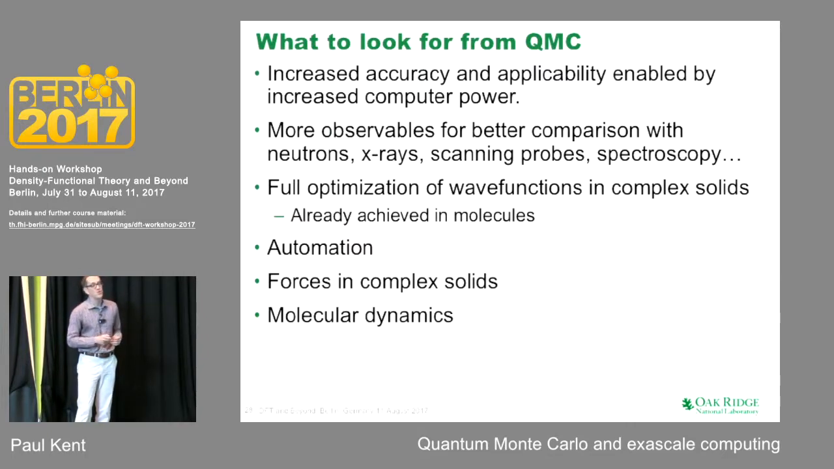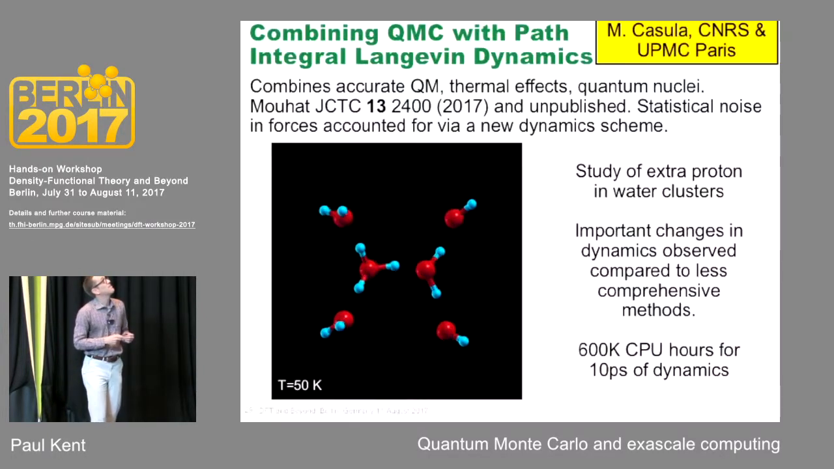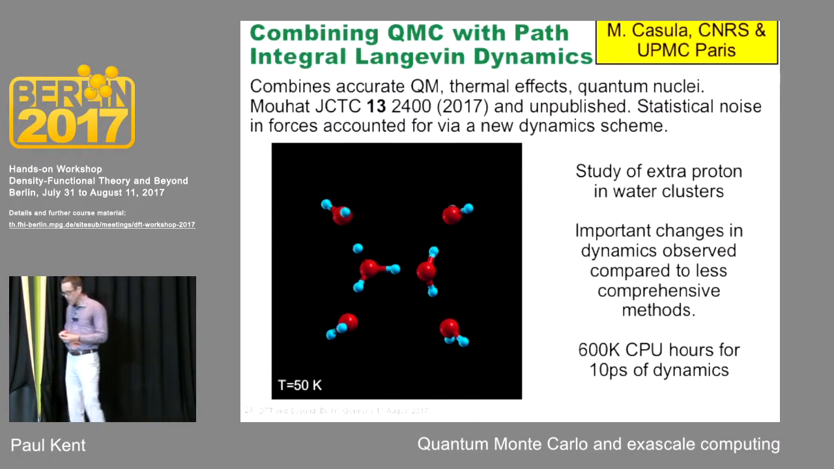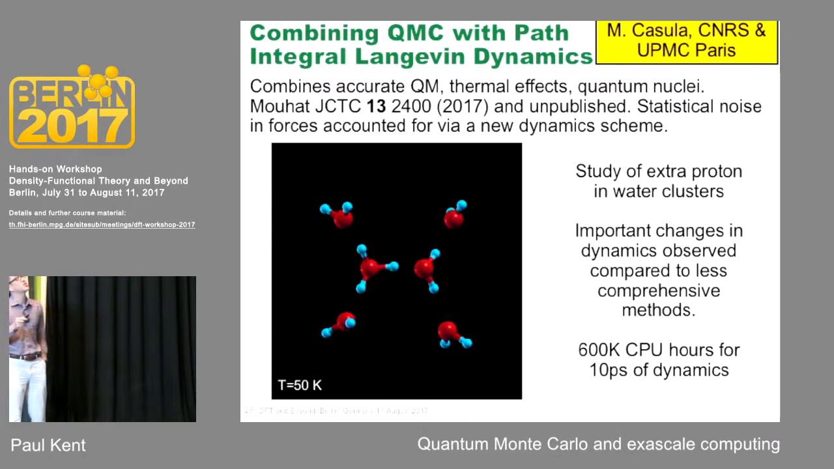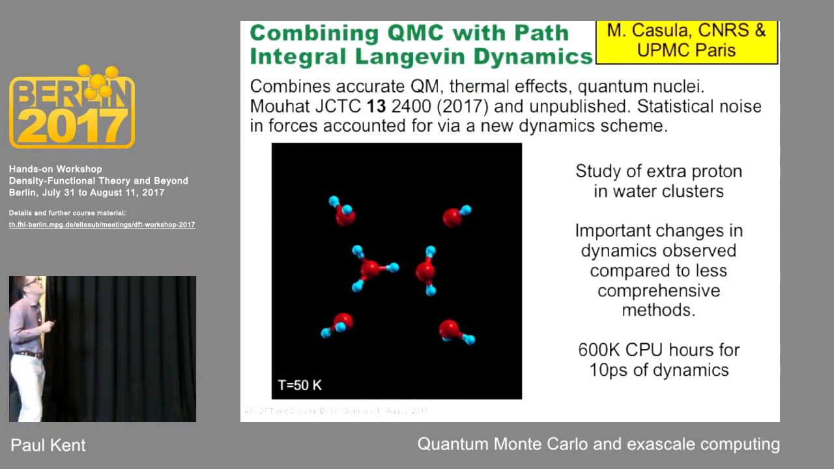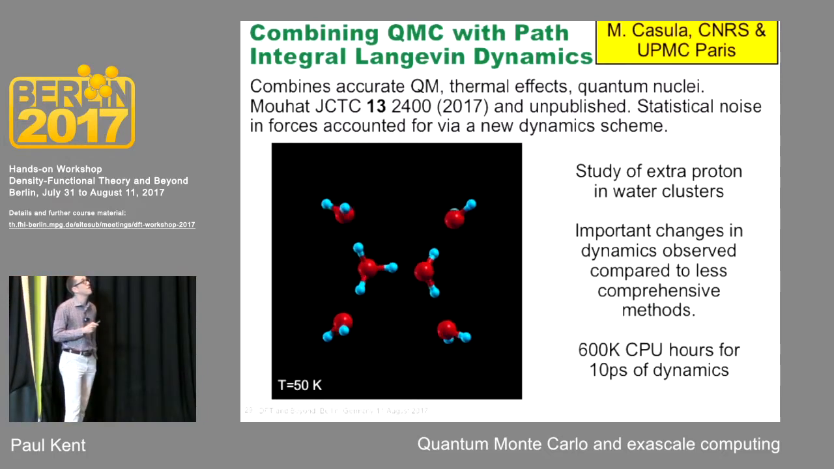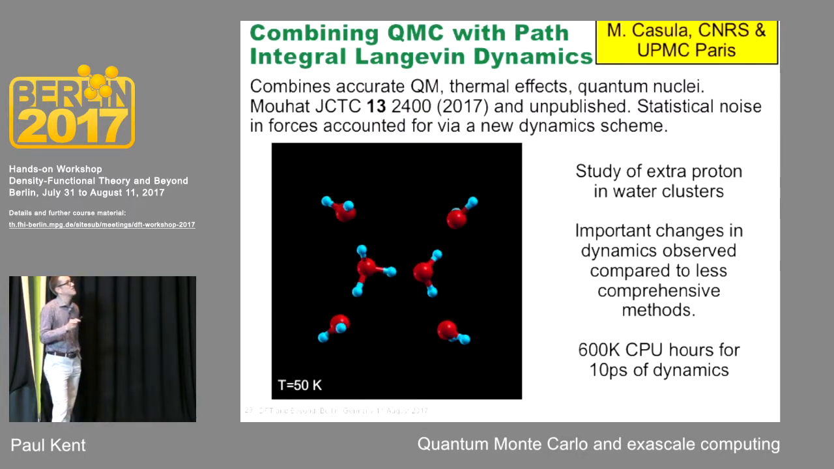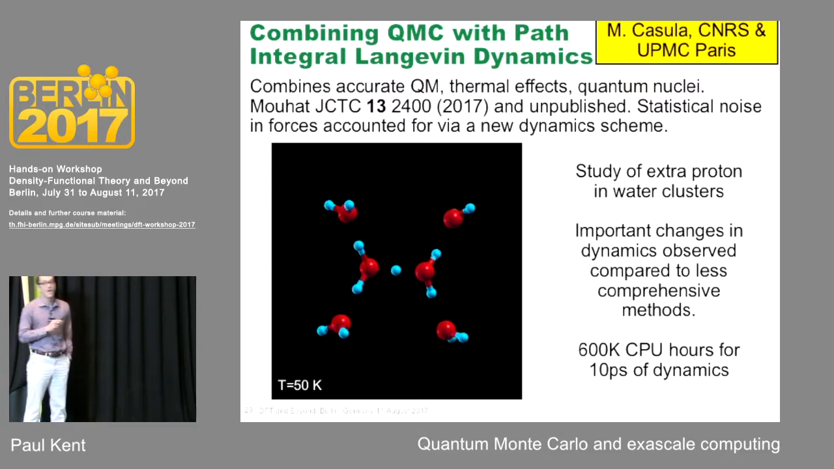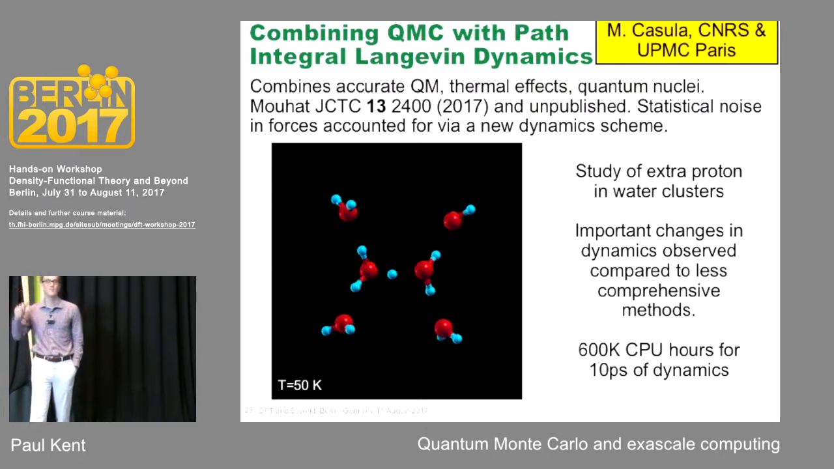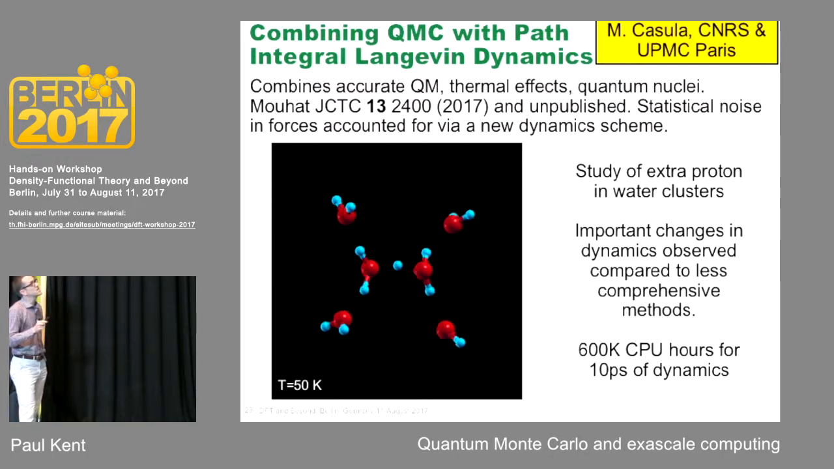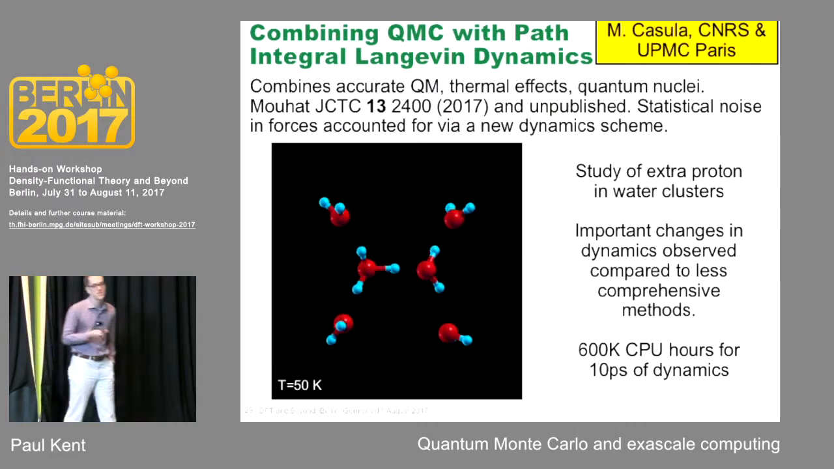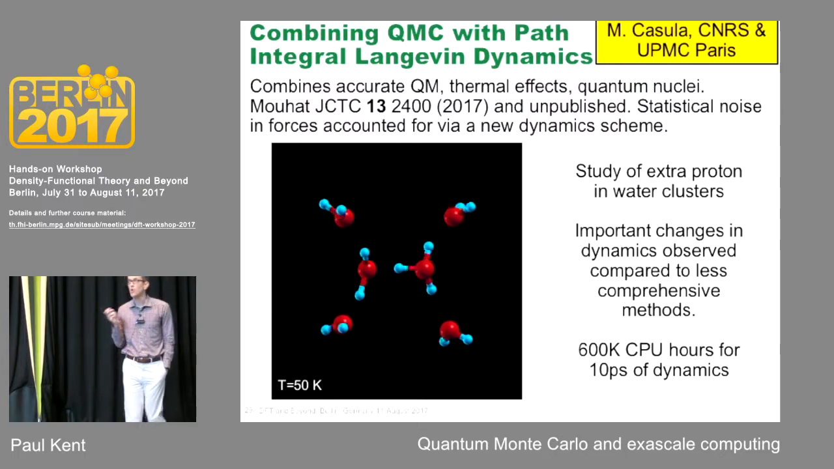And so that's what I want to show you now. This was presented at the Telluride meeting. So I have to thank Michele Casula and co-workers at CNRS and the University of Pierre and Marie Curie in Paris for this result. So what am I showing here? This is an excess proton and 6 waters. And the key point here is the atoms are moving. We have dynamics now. And this study combines very accurate quantum mechanics, thermal effects, and also the nuclei are treated quantum mechanically. So this is beyond Born-Oppenheimer.